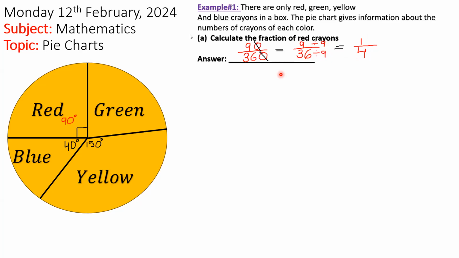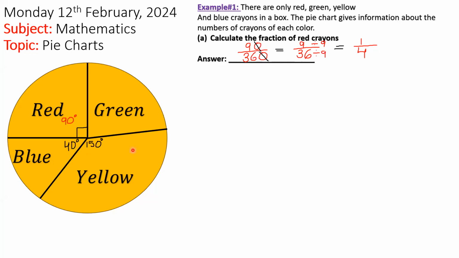Someone was asking how I got the 40 and 150. They come with the question. The question came with that, so I didn't have to solve it.